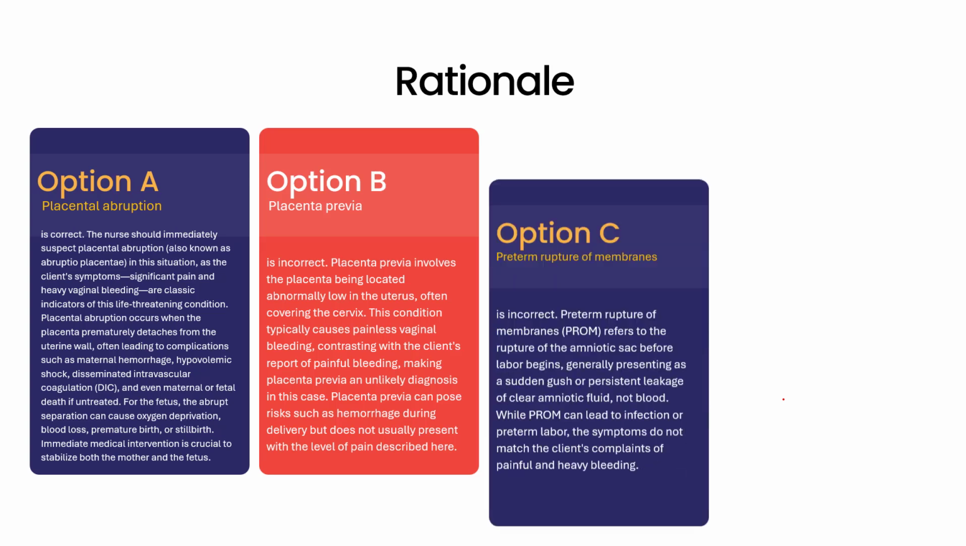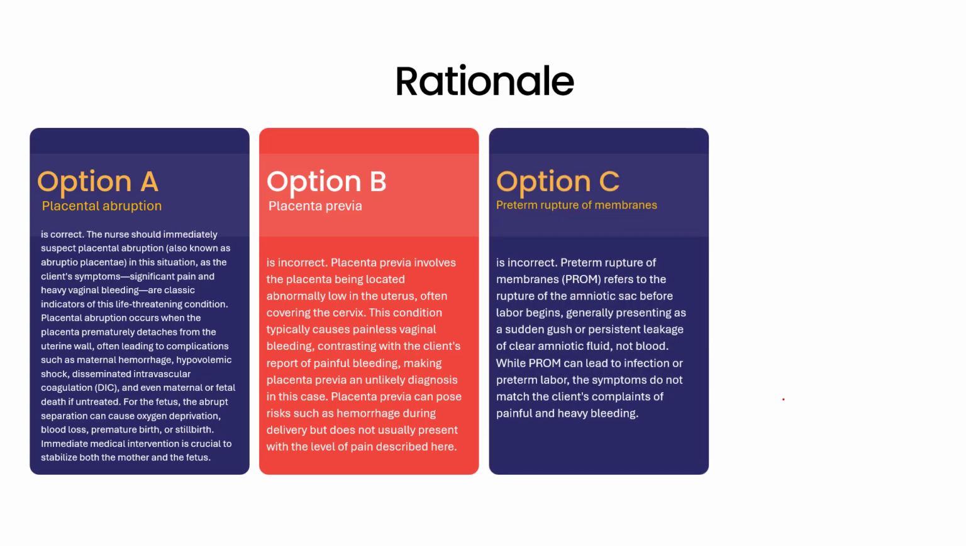C is incorrect. Preterm rupture of membranes, PROM, refers to the rupture of the amniotic sac before labor begins, generally presenting as a sudden gush or persistent leakage of clear amniotic fluid, not blood. While PROM can lead to infection or preterm labor, the symptoms do not match the client's complaints of painful and heavy bleeding.